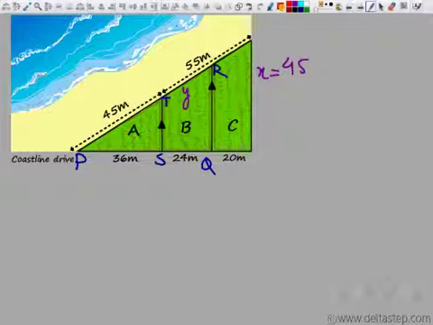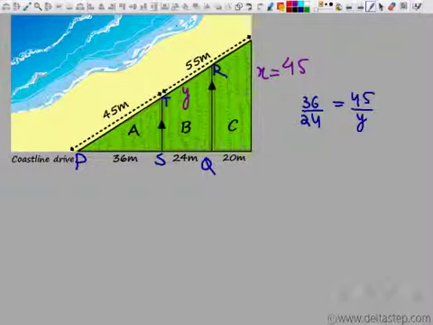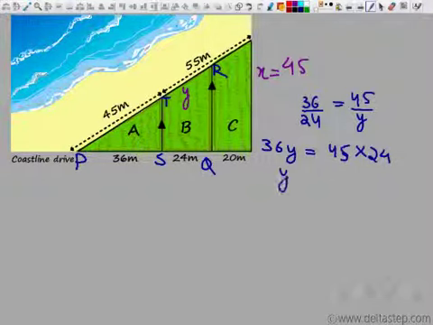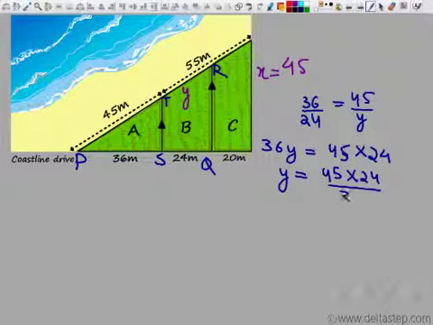So I can say 36 by 24 should be equal to 45 divided by y. This distance is y. So what do I get? From here I can say 36y is 45 into 24, or I can say y is 30.